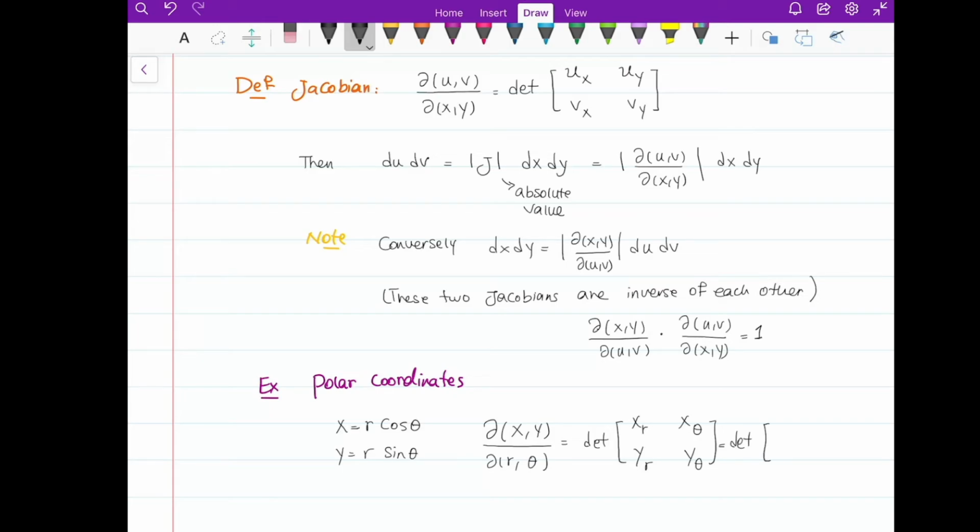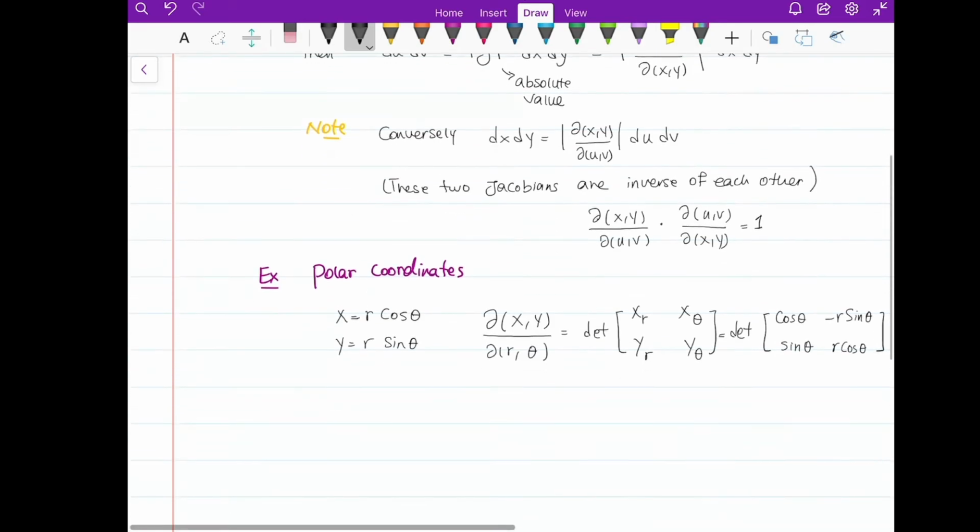So what is the partial derivative of x with respect to r? It would be just cosine theta. What is the partial derivative of x with respect to theta? It would be negative r sine theta. What is the partial derivative of y with respect to r? It would be sine theta. The partial derivative of y with respect to theta would be r cosine theta.